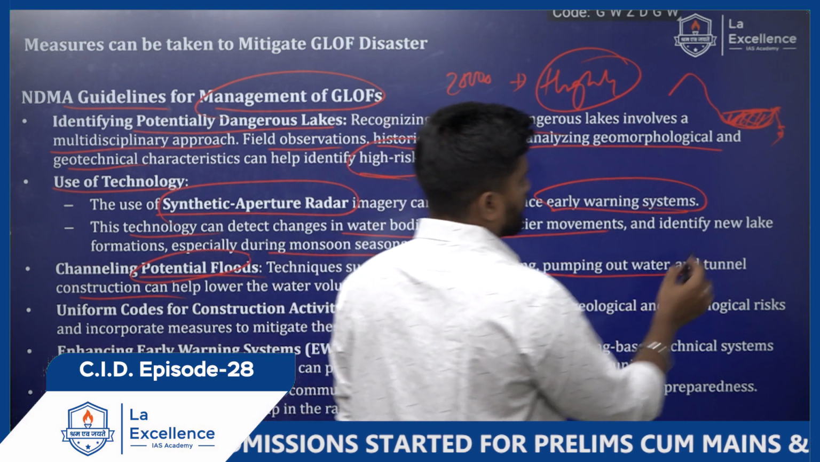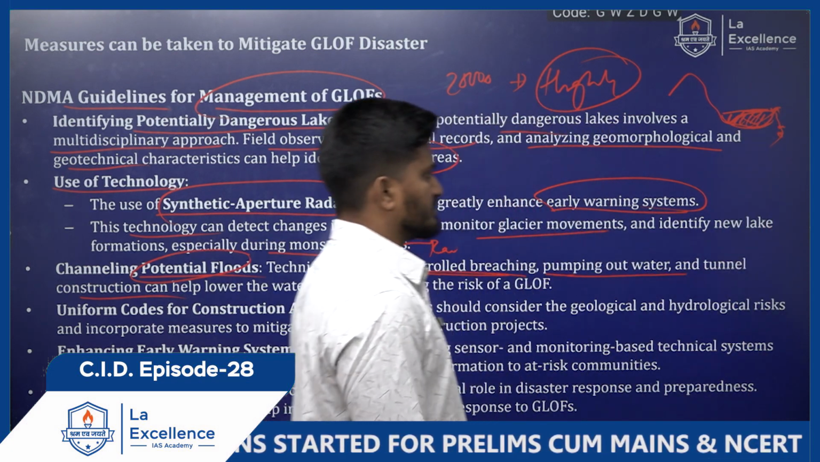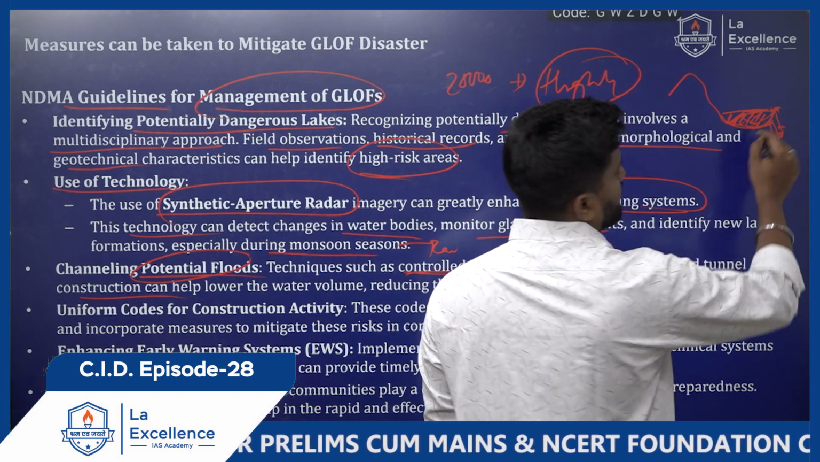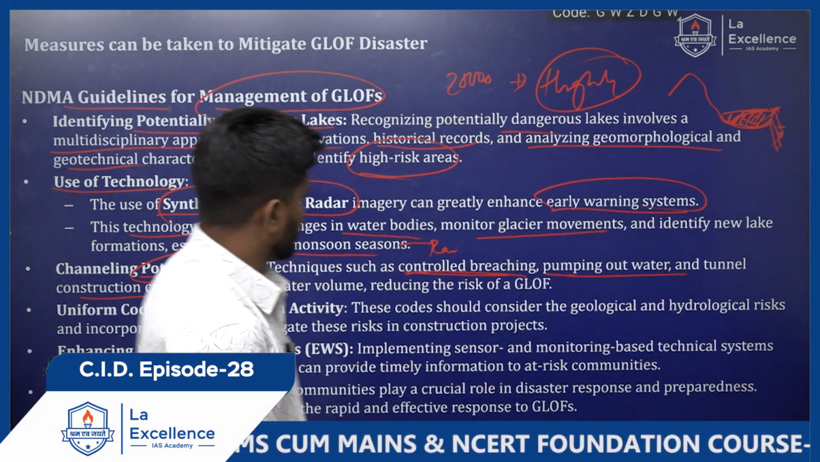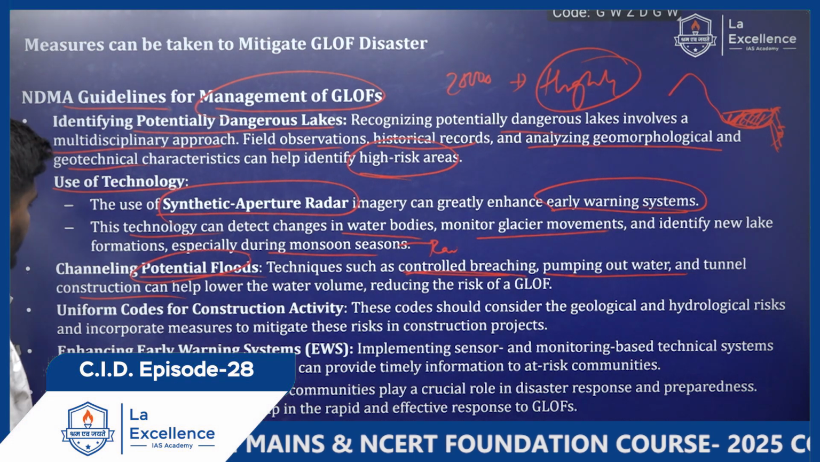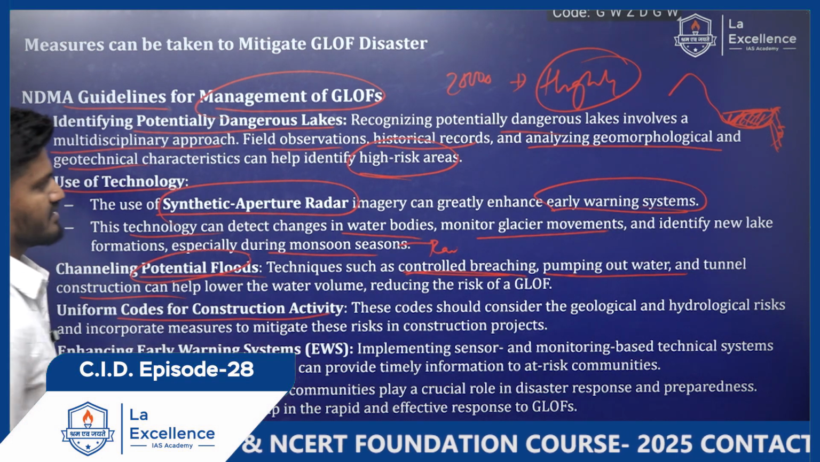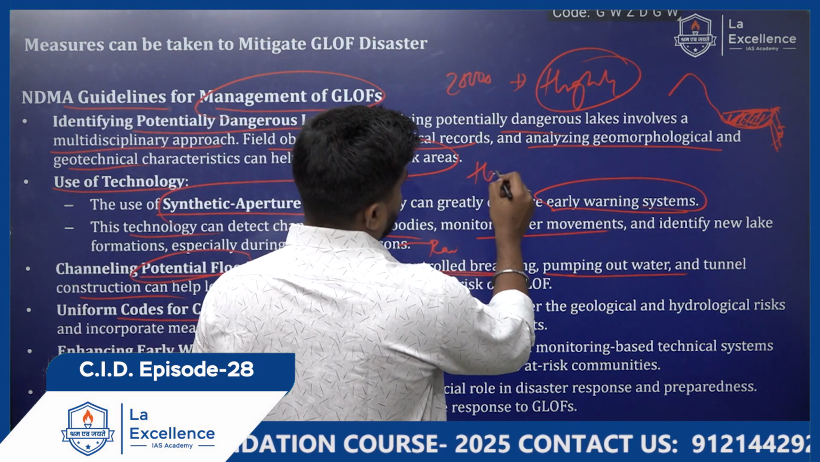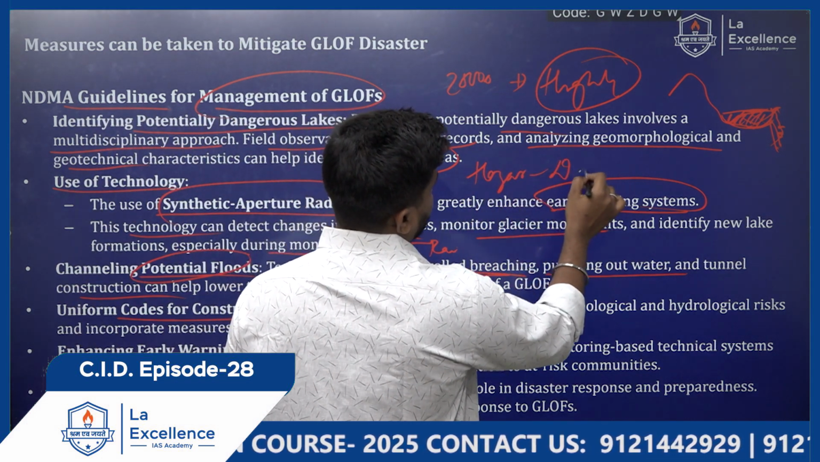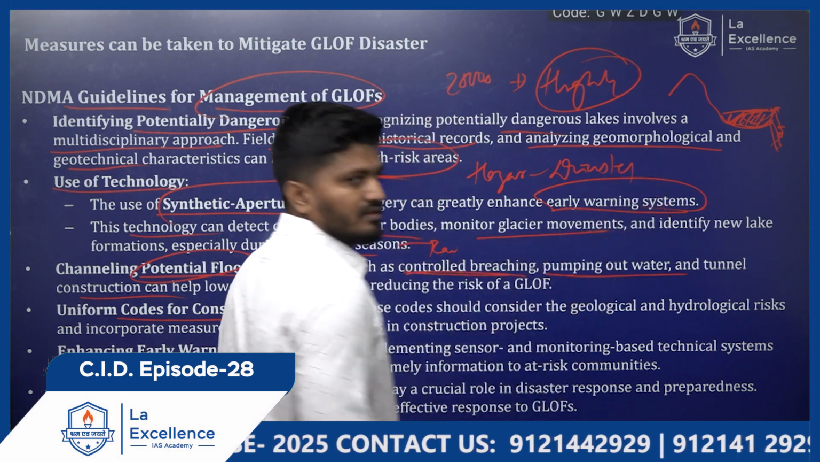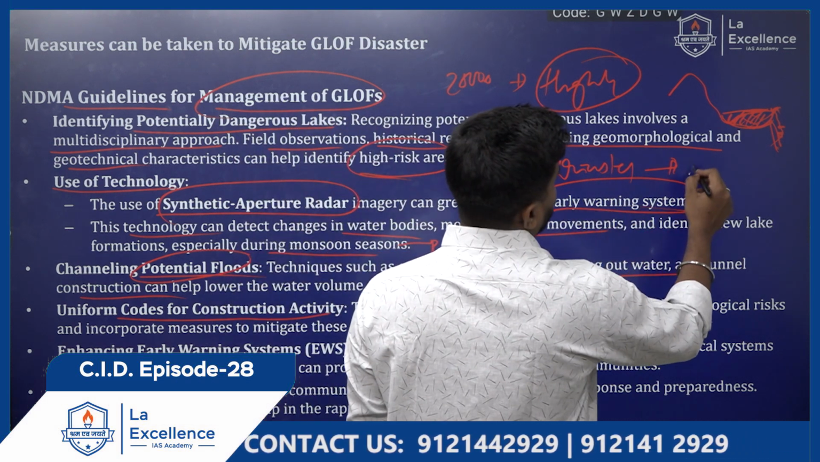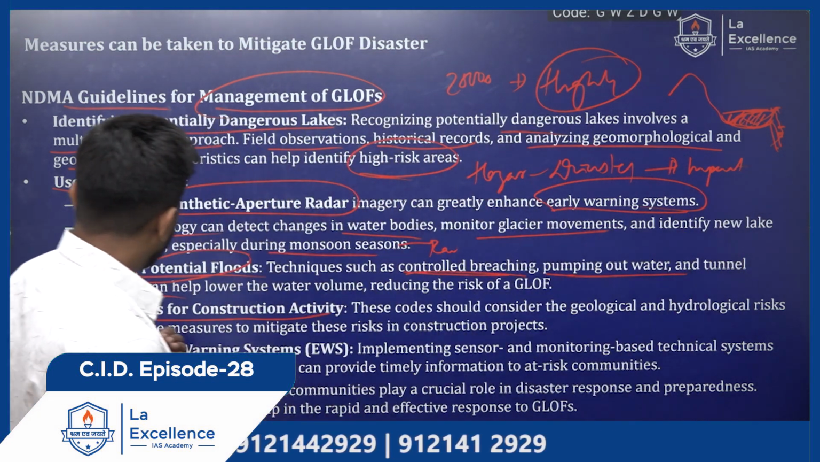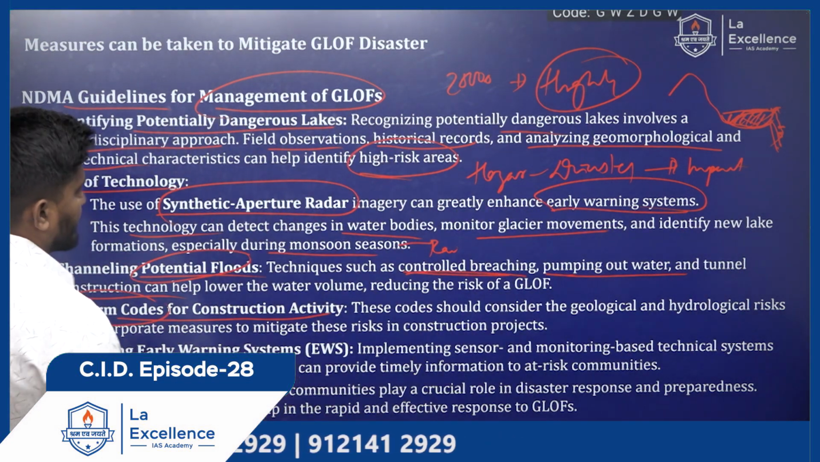And then pumping out the water with the use of motor pumps and other agents. We can also build a tunnel in the region so that the water can move out slowly. Okay, so these are the other methods. And then uniform codes for construction activity. Suppose the hazard actually happens, and it turns into a disaster, when it impacts more infrastructure and a larger number of people. So we have to form uniform codes for the construction activities.